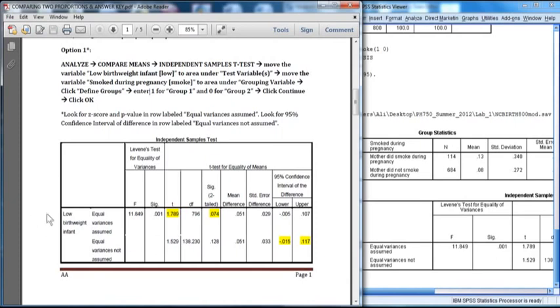So when you are getting your z-score and your p-value for your hypothesis test, you're going to look in the row labeled equal variances assumed. The z-score here is 1.789 and the two-tailed p-value is 0.074.